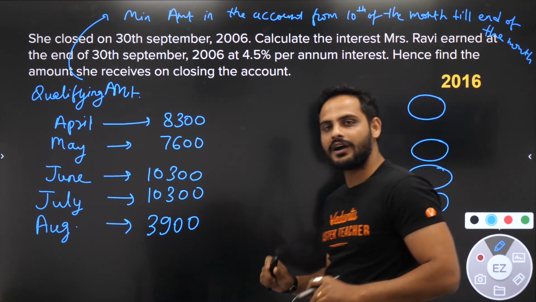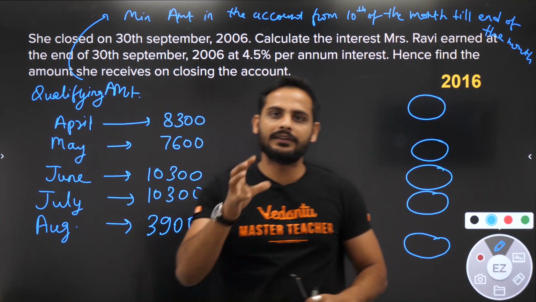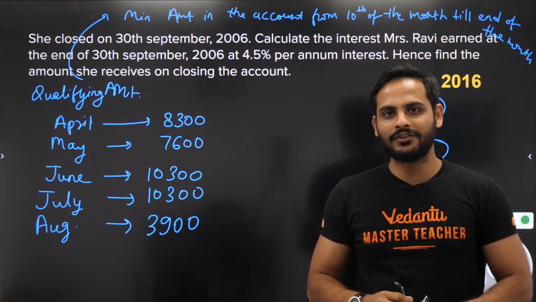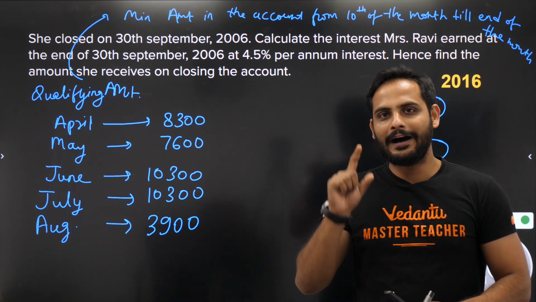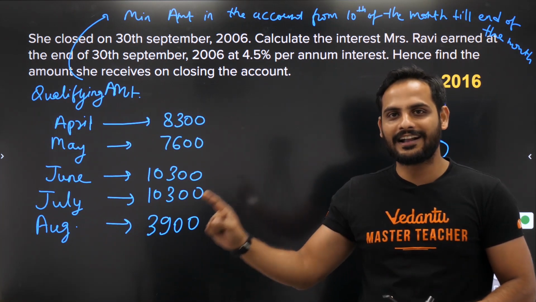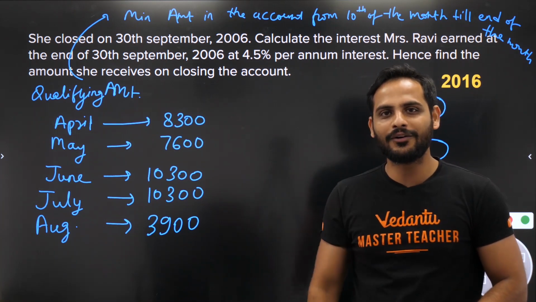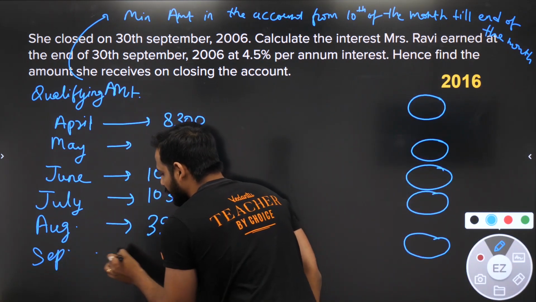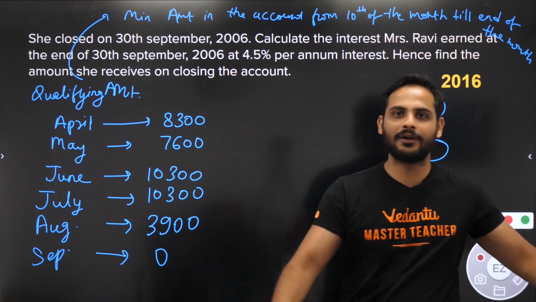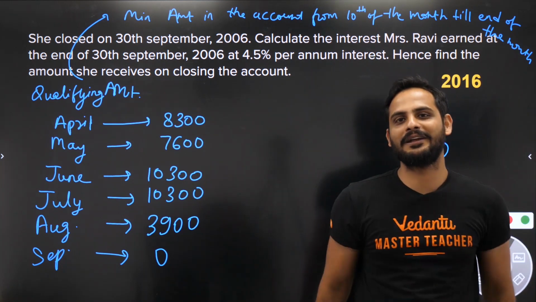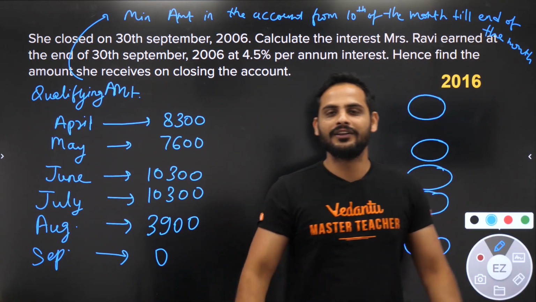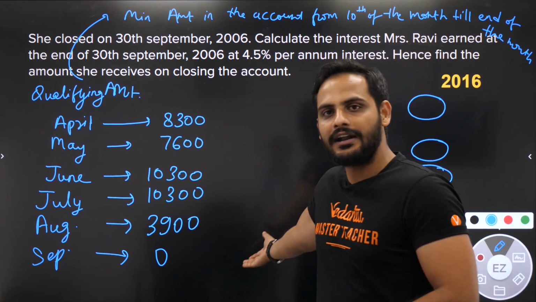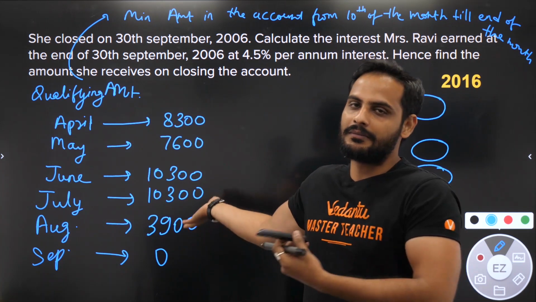If she has closed the account on the 30th of September, she has withdrawn all the money. That means on 30th September, the amount in her account is rupees 0, and we have got our minimum amount. So I can say qualifying amount for September will be 0 rupees, because on the last day of September she has taken the money out. So I will not give any interest for the month of September, because the minimum amount for the month of September is rupees 0.